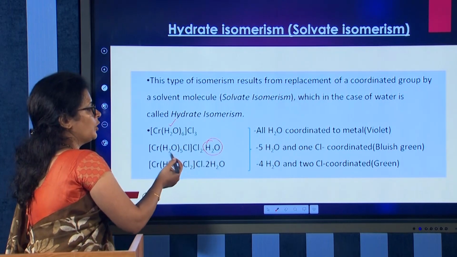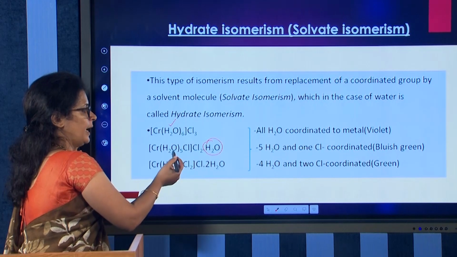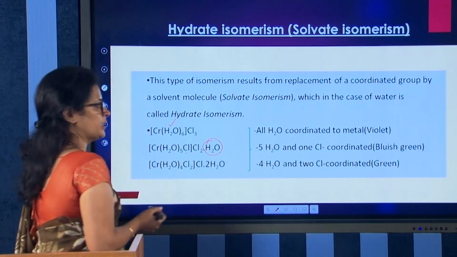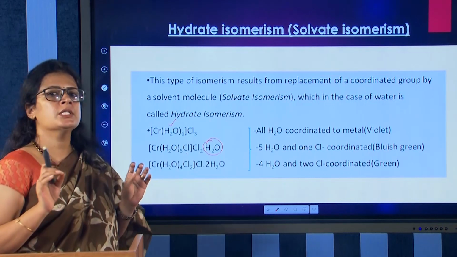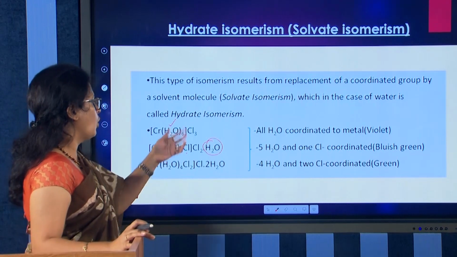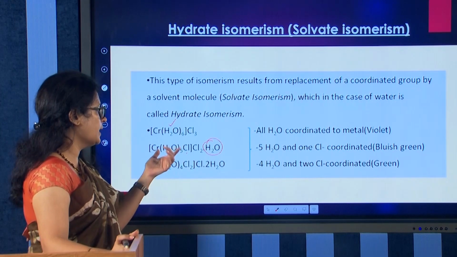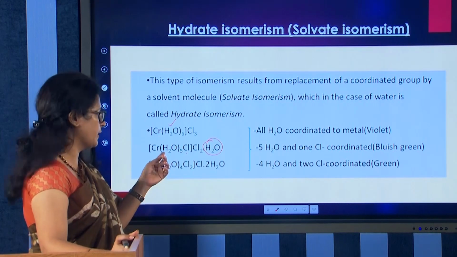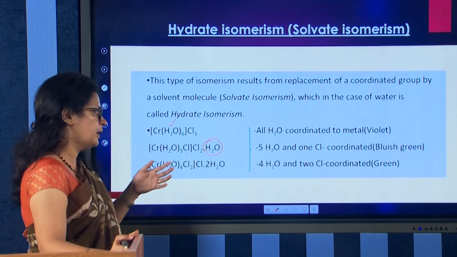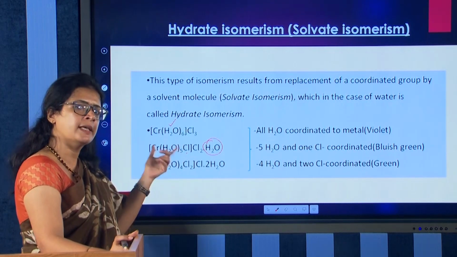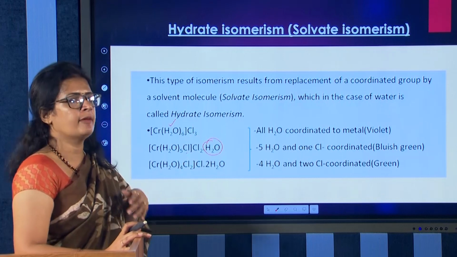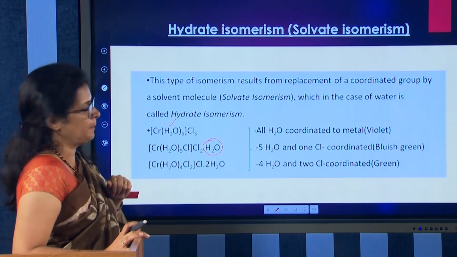So, how many water molecules are acting as ligands? 5, and 1 chloride, that is 1 Cl minus coordinated. The color of the complex is bluish green, a different complex. But altogether, when we look, you can see 6 H2O molecules are there, 5 plus 1 is 6, and 3 chloride ions are there, but both the complexes are different. One has a violet color, the second has a bluish green color.